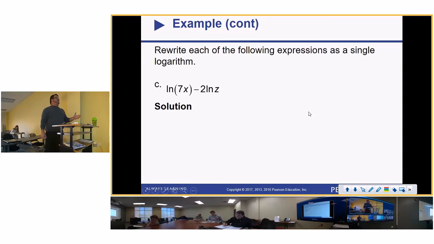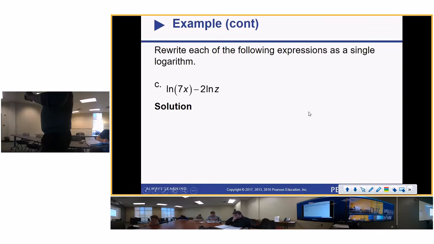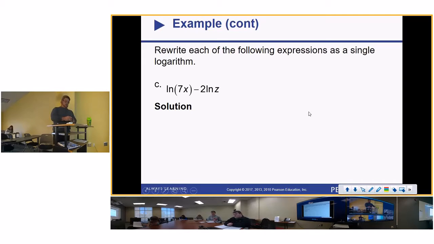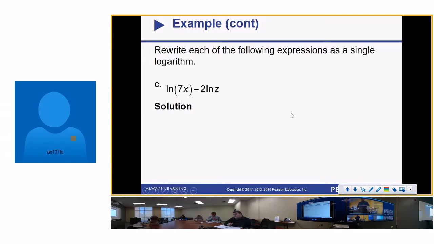This is a nested problem. You got 2 or 3 properties in this problem. The first thing I would do is address the 2. I would do that first, then I would address the 7x. So what are you going to do with that 2? Make it an exponent. So you're going to swing it up top.